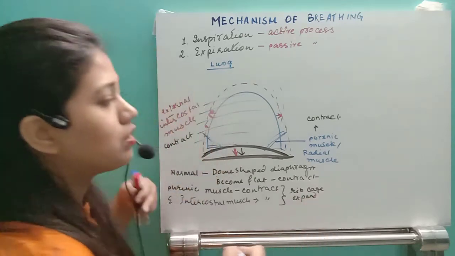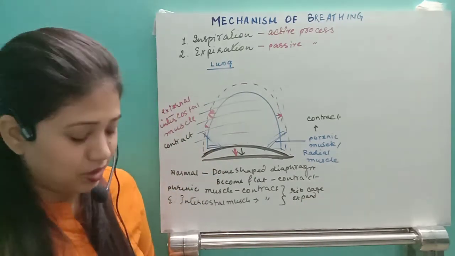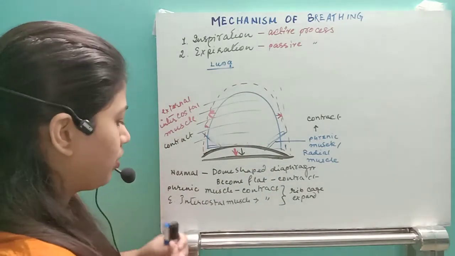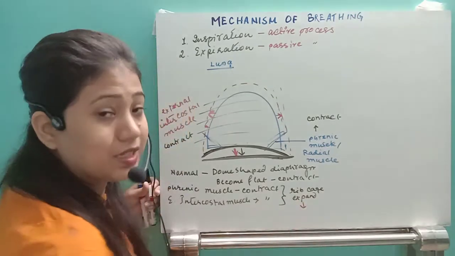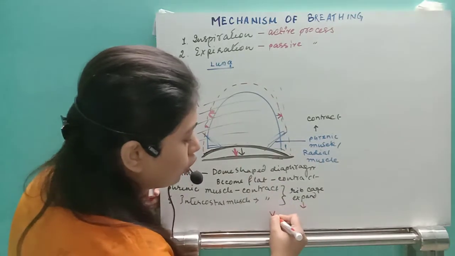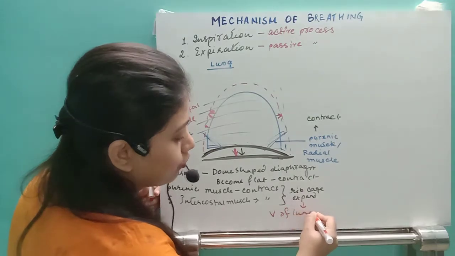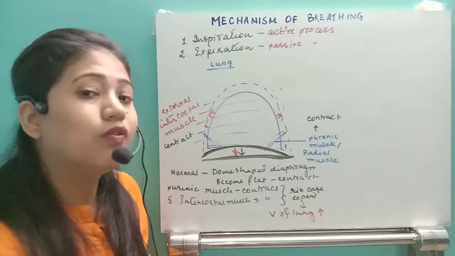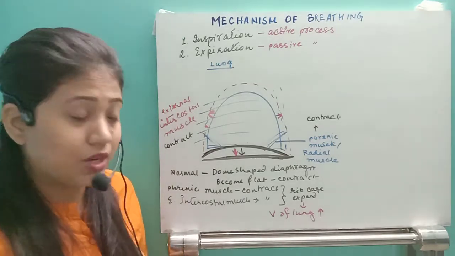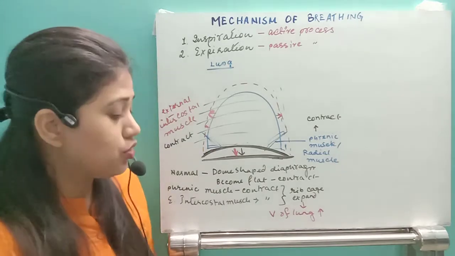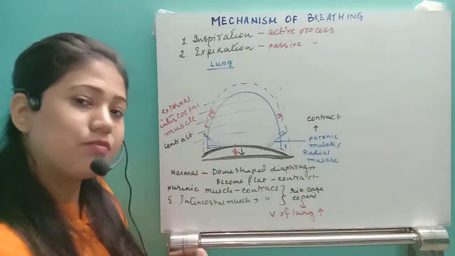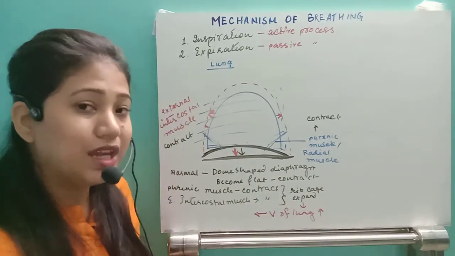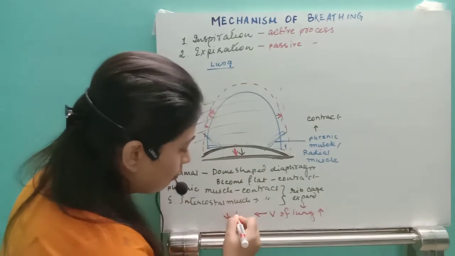Whenever the rib cage is expanding, the volume of the lung will increase. And we know that whenever the volume of the lung increases, what will happen to the pressure? You know that pressure is inversely proportional to the volume. So if the volume is increasing, then pressure will decrease.